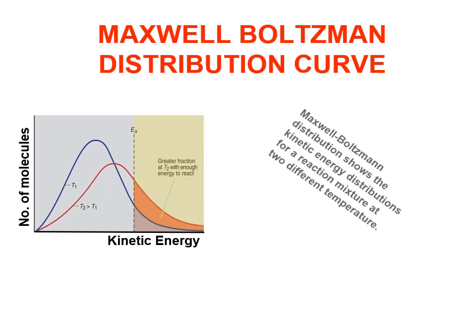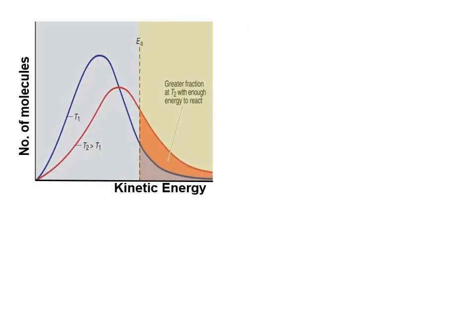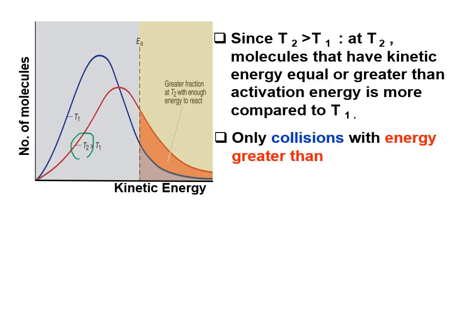The effect of temperature can be described by using the Maxwell-Boltzmann distribution curve. The Maxwell-Boltzmann distribution shows the kinetic energy distribution for a reaction mixture at two different temperatures. From the diagram, at higher temperature T2, the number of molecules that have kinetic energy equal to or greater than activation energy is larger compared to T1. Only collisions with energy greater than EA are able to react.